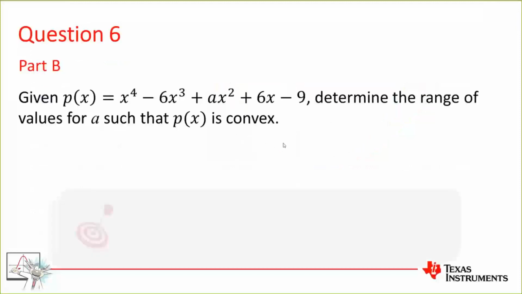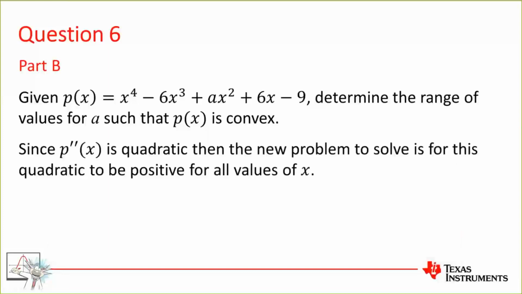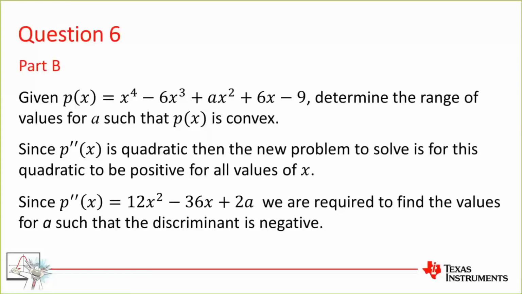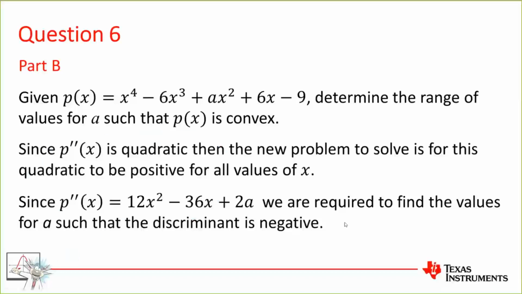If you go through and calculate the derivative, we can work with the discriminant. So there's our second derivative, 12x squared minus 36x plus 2a, and we need the discriminant of that to be negative. In other words, solving the discriminant of this quadratic so that it's always less than 0. So I could factorize it. I could put it in turning point form. Turning point form would be one way to do that because it doesn't look like a very attractive quadratic.